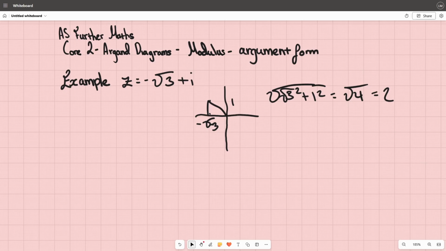And then we want to find the argument. So we have this angle here, and we do tan to the minus 1 of y over x. So 1 over root 3. We have to times everything by root 3, so that is tan to the minus 1 of root 3 over 3, because we don't want the surd on the bottom, because it's not rational.